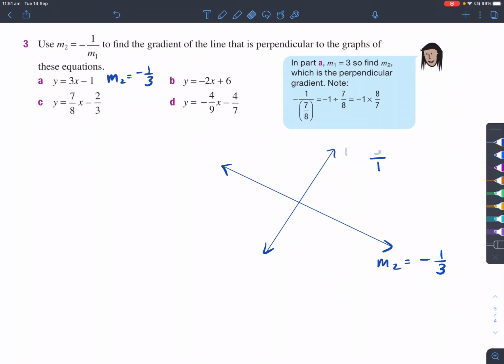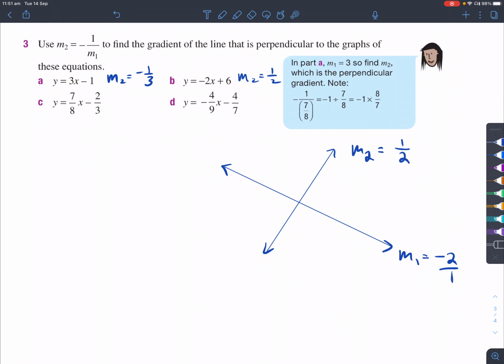For part B, it's saying the gradient here is -2 of this line. When the gradient is -2, that means it's a line that's sloping down, like that. It belongs to this line. Then -2 is the same thing as -2/1. If you were to find out the gradient of the line perpendicular to it, you switch this around. So that'll become 1/2, but change from negative to positive. So m2 would equal a half.